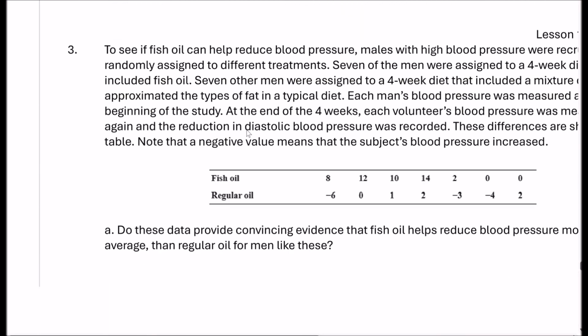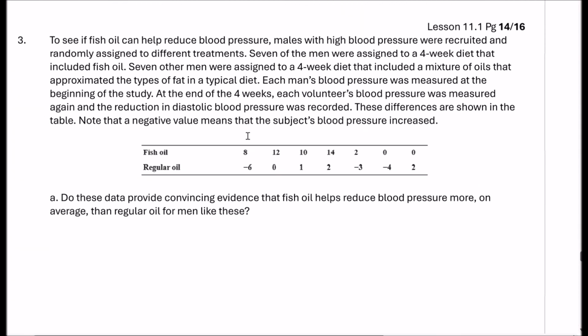So now we're going to look at the last one for the homework, which was number 2 and 3. It says to see if fish oil can help reduce blood pressure. Males with high blood pressure were recruited and randomly assigned to different treatments. 7 of the men were assigned to a 4-week diet that included fish oil. 7 other men were assigned to a 4-week diet that included a mixture of oils that approximated the types of fat in a typical diet. Each man's blood pressure was measured at the beginning of the study. At the end of the 4 weeks, each volunteer's blood pressure was measured again and the reduction in diastolic blood pressure was recorded. These differences are shown in the table. Note that a negative value means that the subject's blood pressure increased, okay?